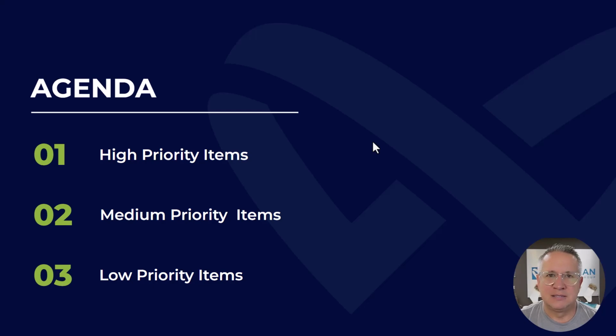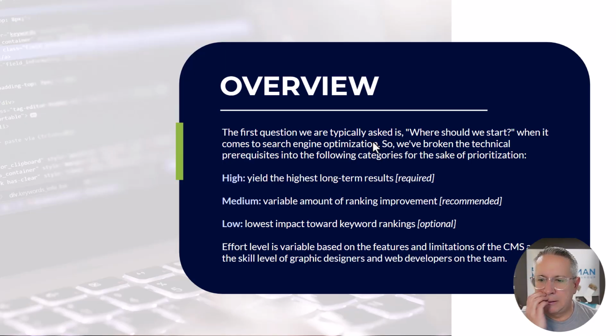We're going to look at some high priority items. We're going to get down into medium priority, and then those things that are really not as critical to our SEO, but still can play an incremental role. In this overview, again, when we talk about effort impact, this is really going to help your development team know what to prioritize.